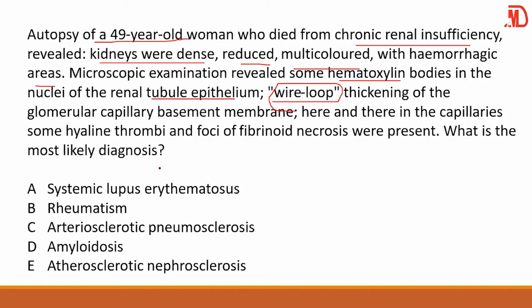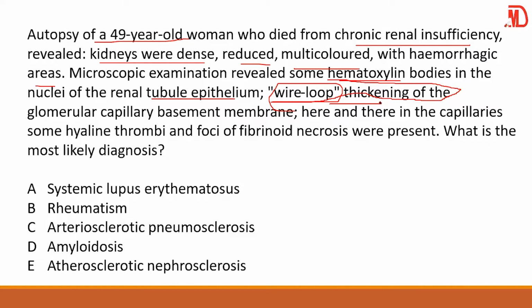What is the most likely diagnosis? This wire loop thickening refers to what we call lupus nephritis. Wire loop is classic for what? Lupus nephritis. And it is an autoimmune disease.